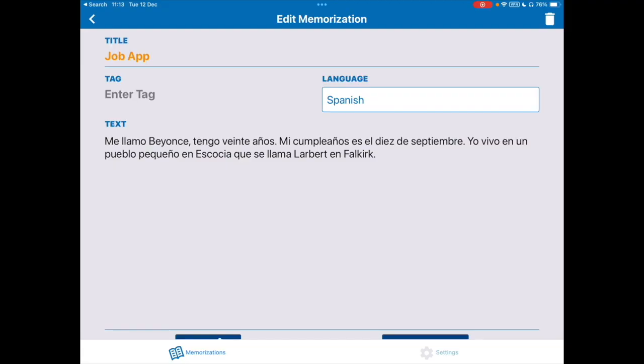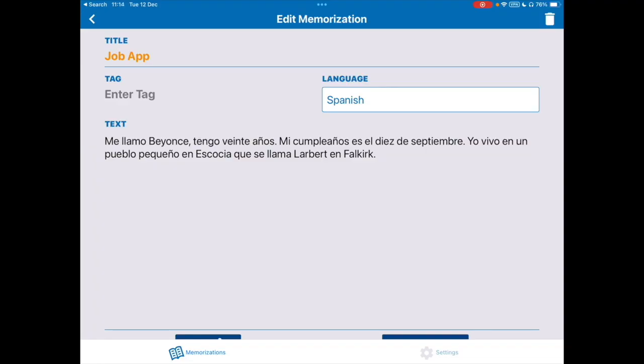It's really important that you don't put in too much text at once. So if it was your job app, you would maybe only put in one paragraph at a time. And when you were confident with that paragraph, you would add in a second. Or if it was directed writing, you would add in a bullet point that you were working on, and then you could add in a second.